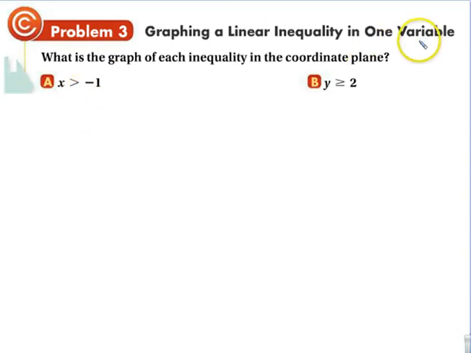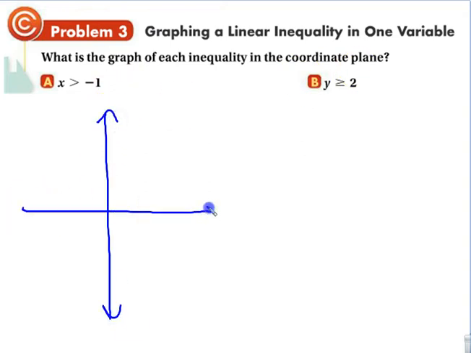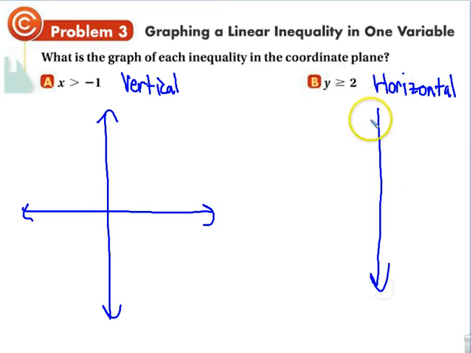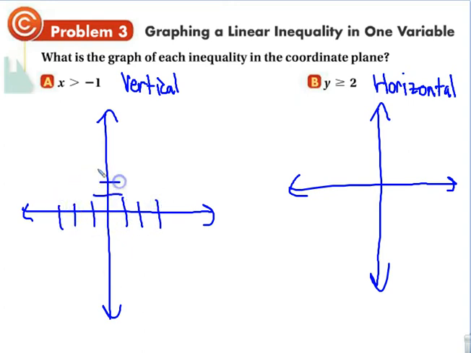Graphing linear inequalities in one variable. Okay. What is the graph of each of these inequalities in a coordinate plane? So, remember what it looks like when we have x is equal to. This one is a vertical line. When it's y is equal to, this one's horizontal. Same thing. This one's going to be a vertical line. Remember, vertical means straight up and down.